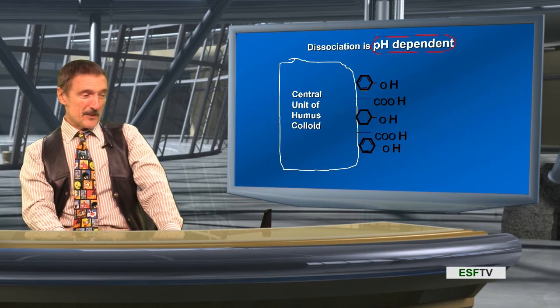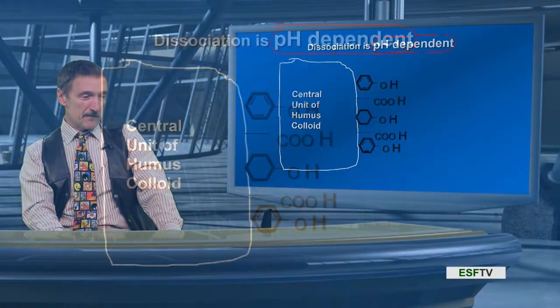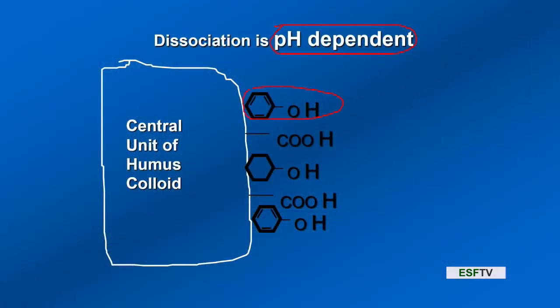And so here's a picture, right? This massive humus colloid with the working ends. So here you'll recognize the phenol hydroxy group. Right? Here you'll recognize the carboxyl group. Okay? And I didn't put in an alcohol hydroxy. Okay. So you'll recognize these groups and the pH dependent.